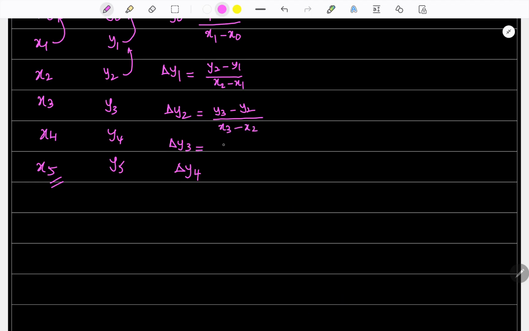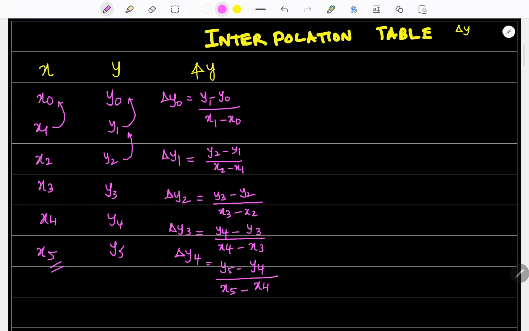Next, del y3 is what? This minus this, a successive value minus the previous value. So del y3 is y4 minus y3 divided by x4 minus x3. And del y4 will be y5 minus y4 divided by x5 minus x4. So x5 finishes, so I'm going to stop it here. Right. Next, I'm going for del square y.